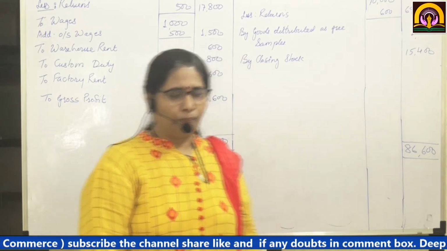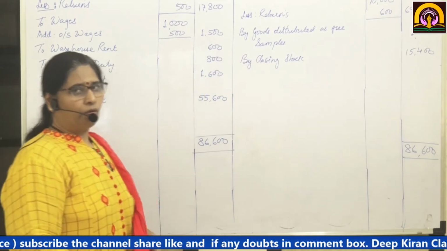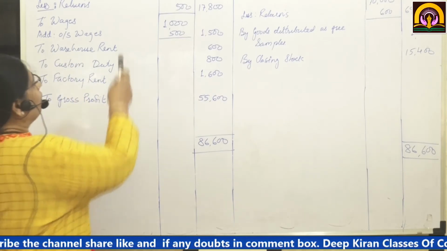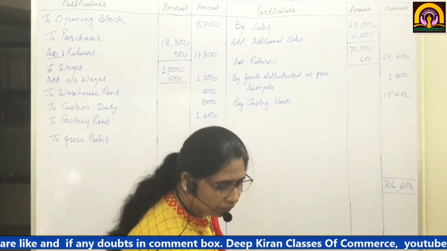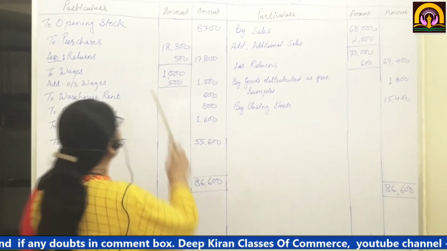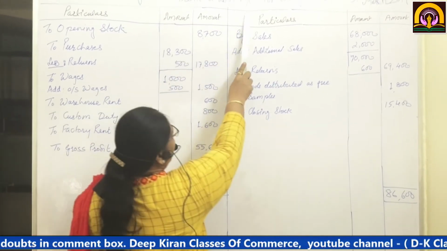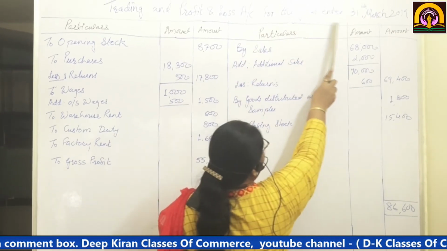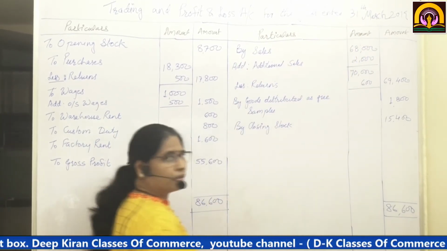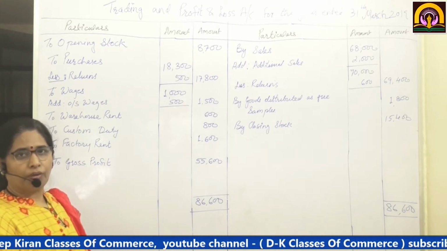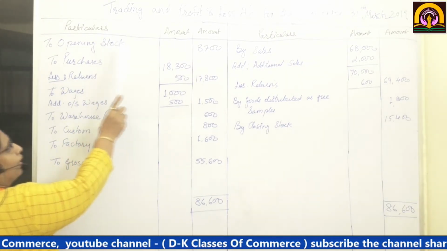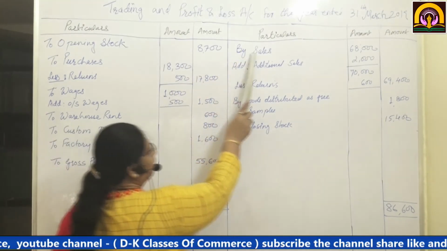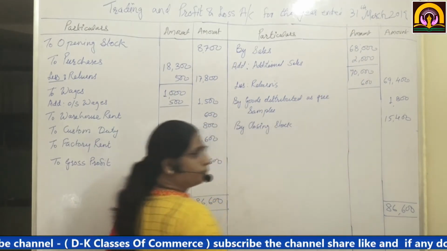Now we are going to prepare the trading account first. Okay, so trading and profit and loss account for the year ended 31st March 2019. You are going to write it this way. Then see, I have drawn particulars, amount, particulars, amount.